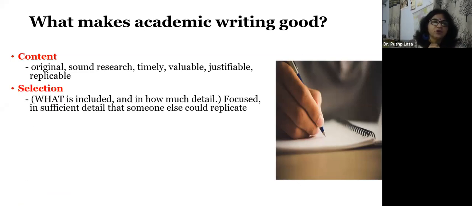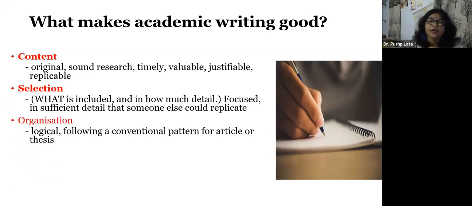Then selection is another feature. What is included? How much needs to be included? What kind of details can you provide in your research paper? What should be your focus? And whatever details you are providing should be adequate enough. It should be replicable so that the readers can have a full understanding of the way you are developing the entire idea.